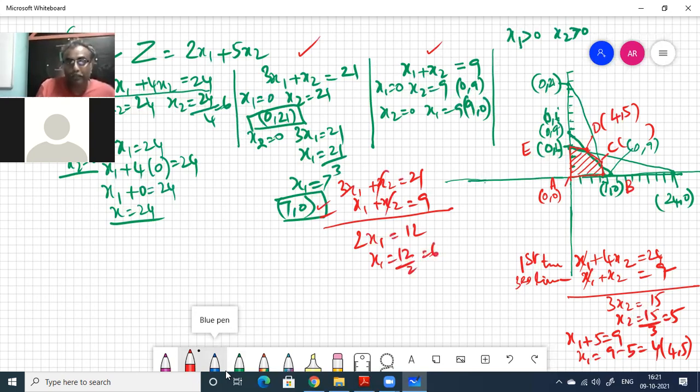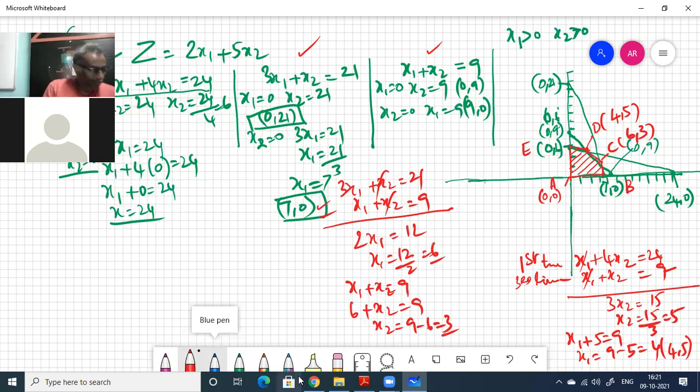So x1 plus x2 is equal to 9. So 6 plus x2 is equal to 9. x2 is equal to 9 minus 6, which is 3. So this one is x1 equal to 6 and x2 is equal to 3. So this point is 6, 3.